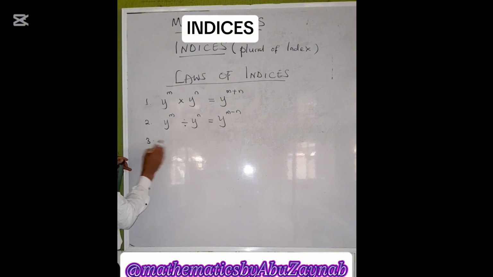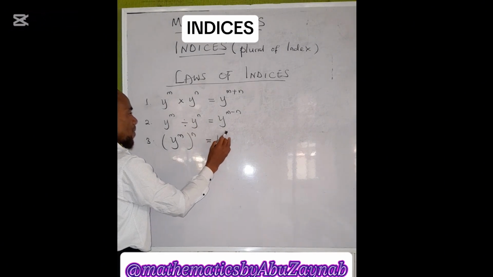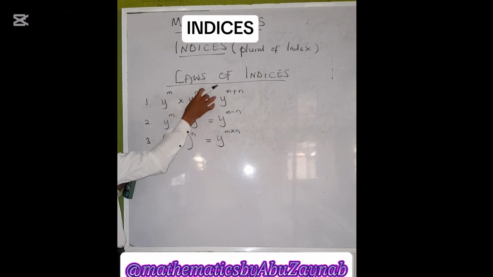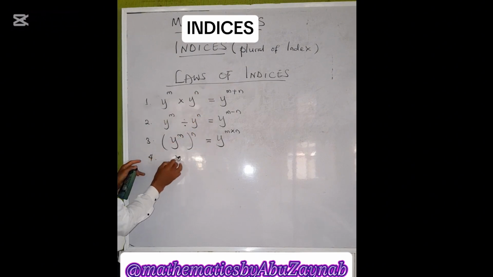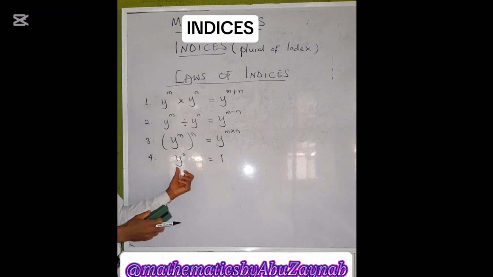So 3, y to the power of m, then to the power of n. This is quite different from the first. This is a single y to the power of m, then in brackets or parentheses, power n. This simply means y to the power of m times n. So please don't mistake this 3 for the 1. Then 4, you have y to the power of 0 is 1, which you can recall from our basics that any value to the power of 0 is always 1.